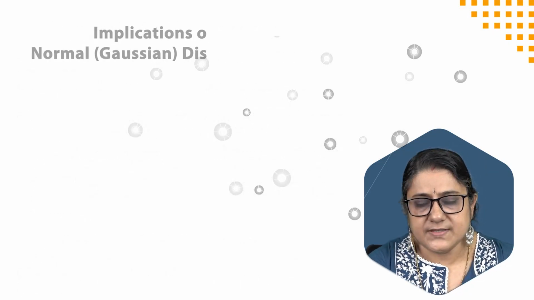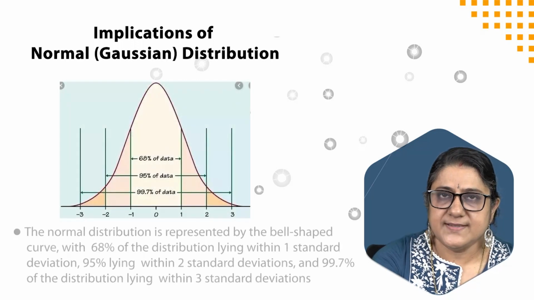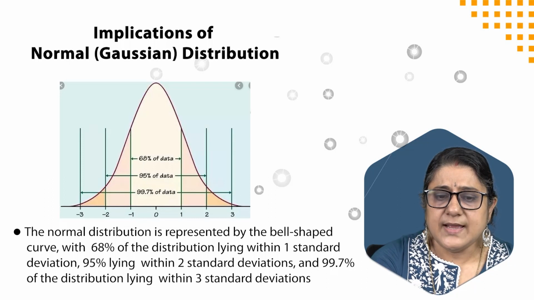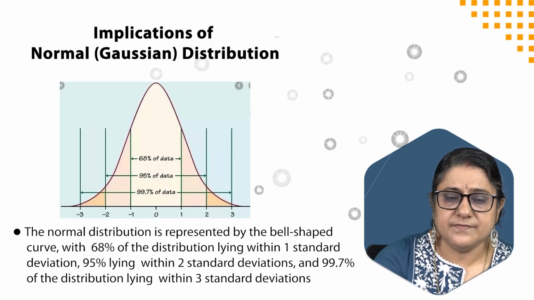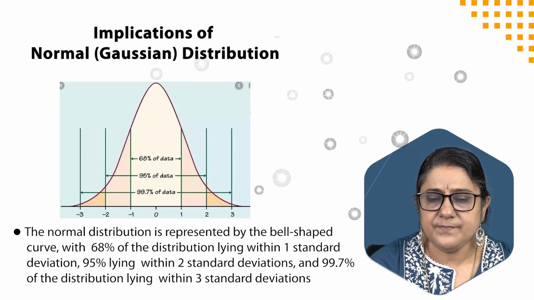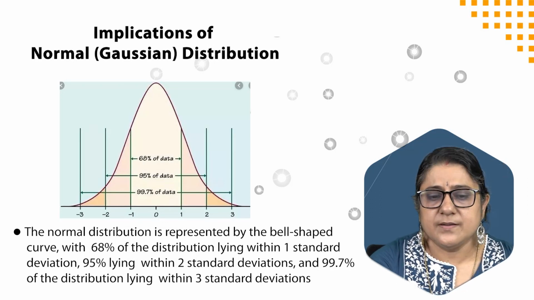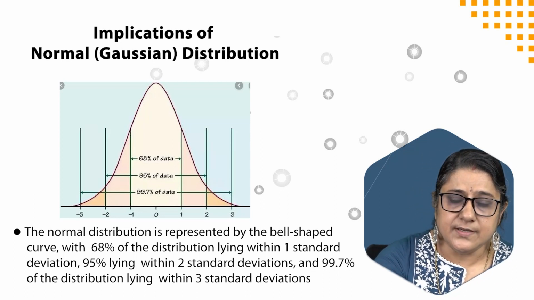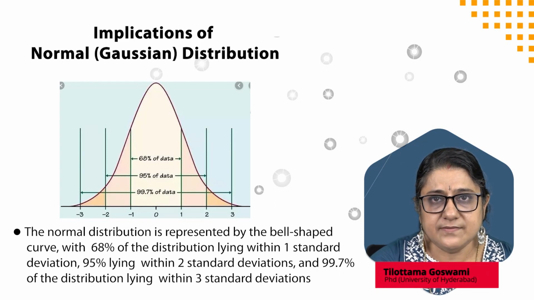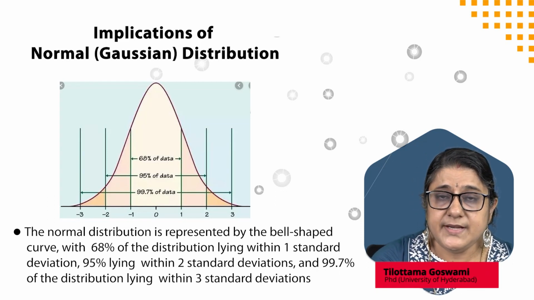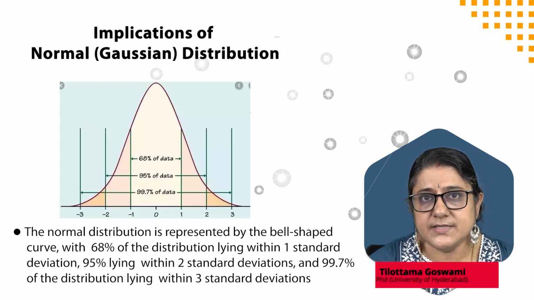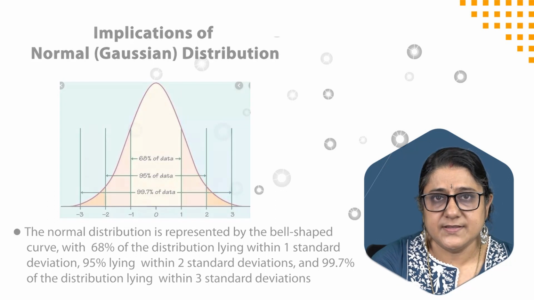This is the Gaussian, which is the normal distribution. It's a bell-shaped curve with a mean of 0, and then a standard deviation of 1 comprises 68% of the data, a standard deviation of 2 comprises 95% of the data, and a standard deviation of 3 comprises 99.7% of the data. The data lying outside plus or minus 3 standard deviations determines the outliers of the data.